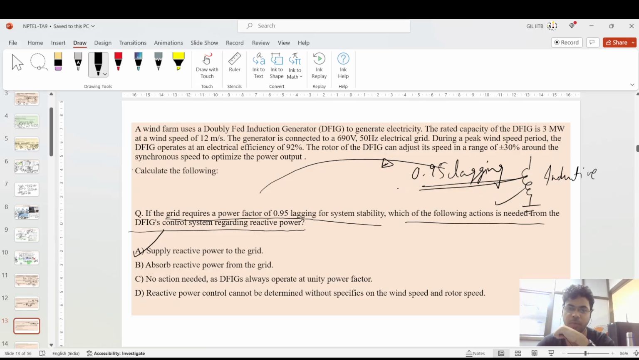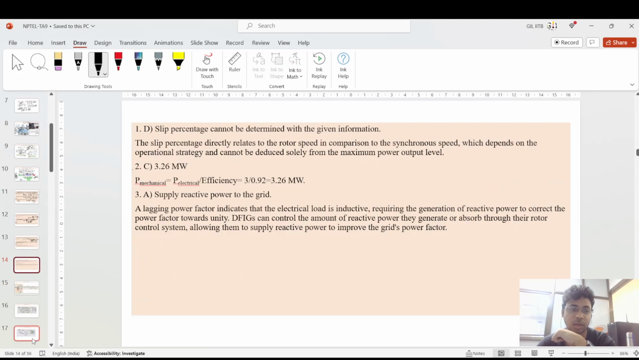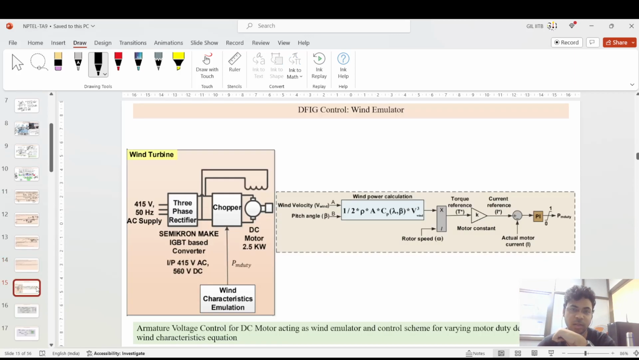That is actually correct from the other side. If the nature of the power factor is lagging, you will send the extra reactive power from this DFIG control so that it makes unity power factor. So that is the main concept behind this DFIG control: extra feeding of reactive power from the system to maintain the stability of unity power factor with the load of 0.95 lag. Okay, so let's jump to the other side.